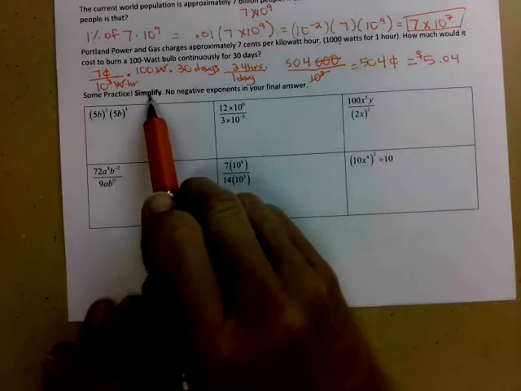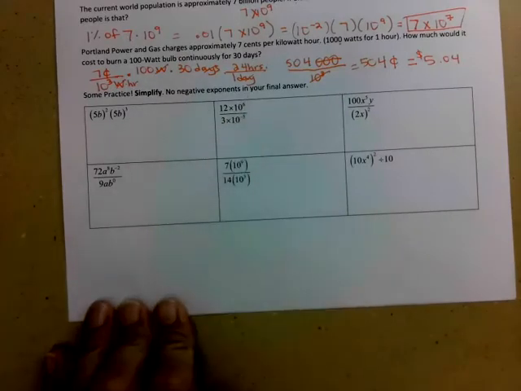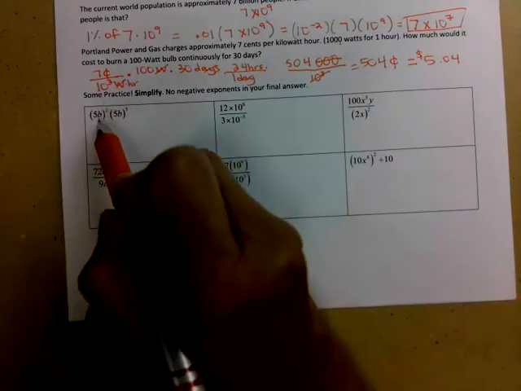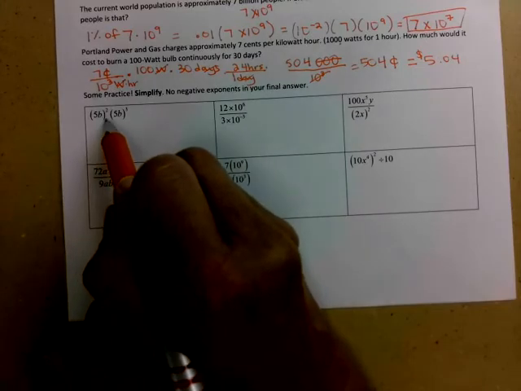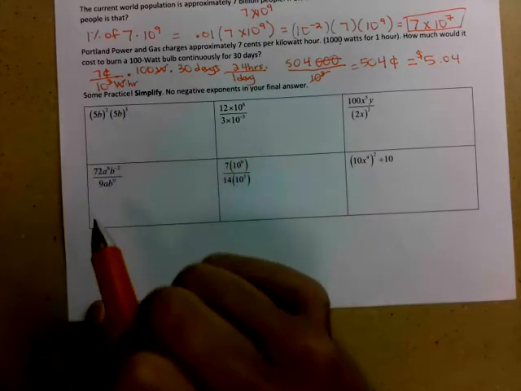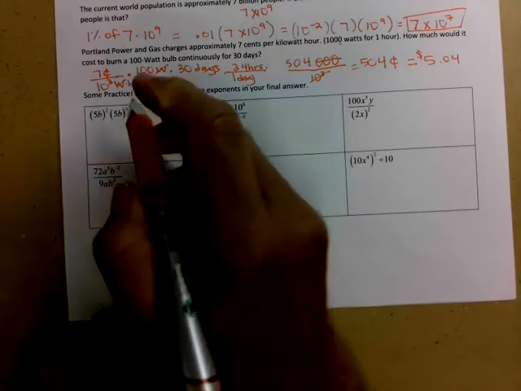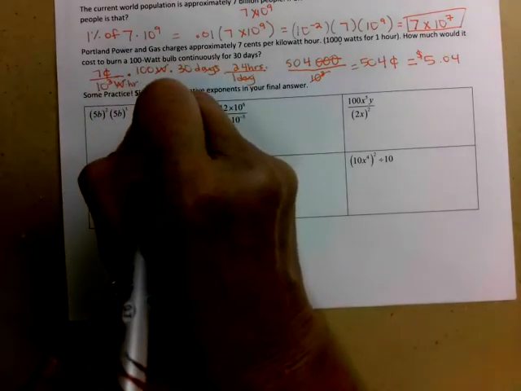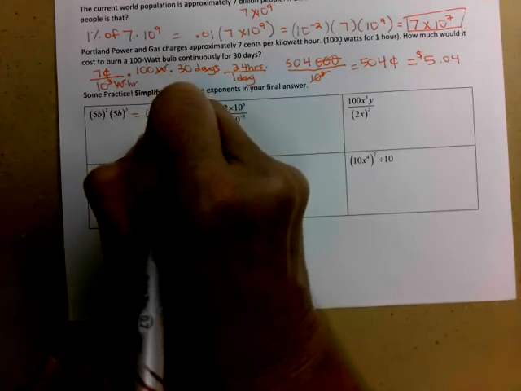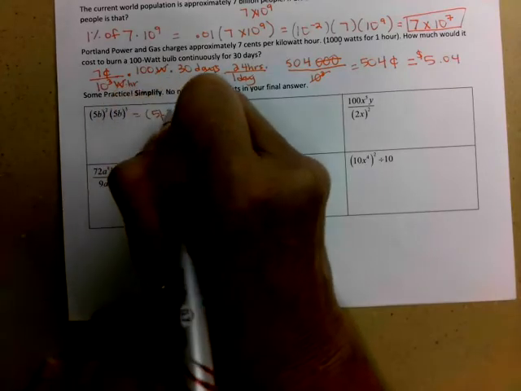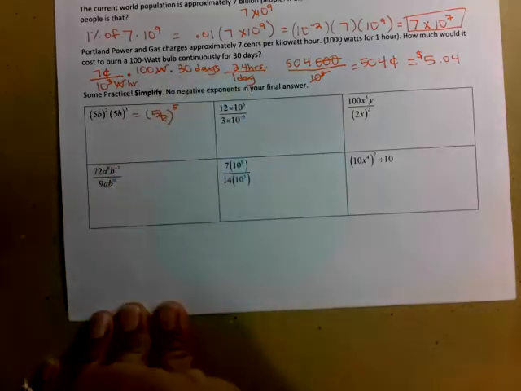We're going to simplify. No negative exponents in your final answer. 5b, the quantity 5b squared times 5b cubed. So the same base multiplied, like bases. Add the exponents. So 5b, base stays the same. 2 plus 3 is 5.